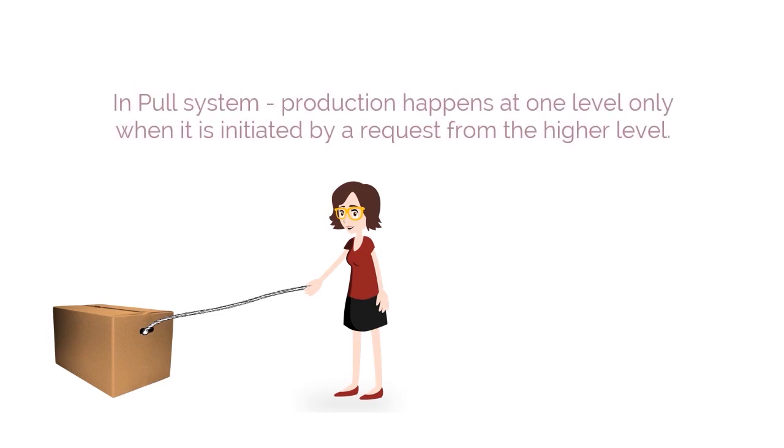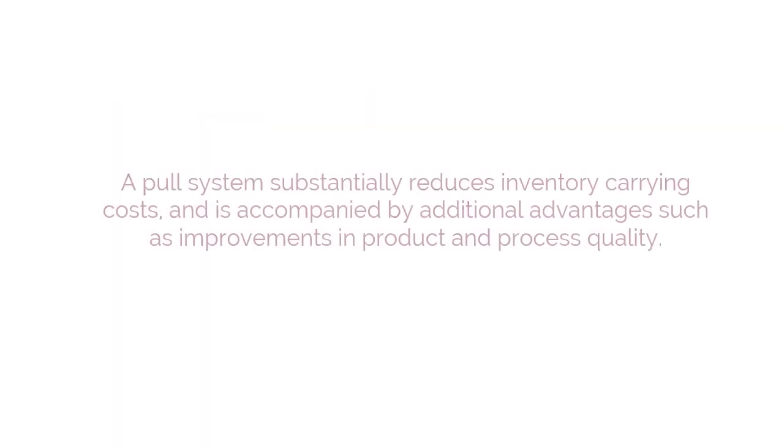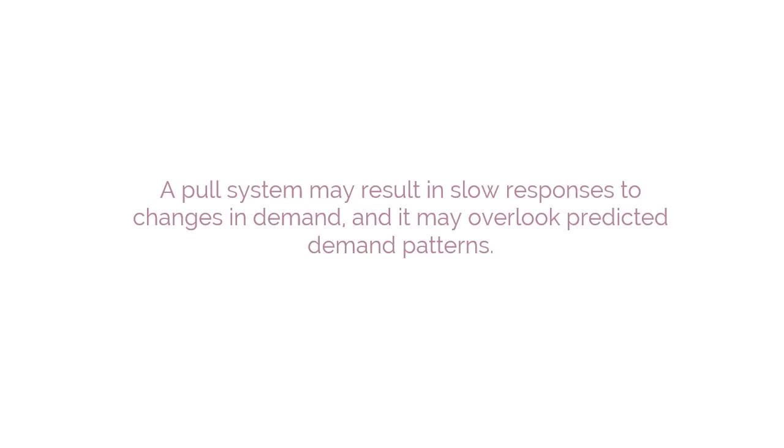In a pull system, production happens at one level only, when it is initiated by a request from the higher level. That is, the components are literally pulled into the system. A pull system substantially reduces inventory carrying costs and is accompanied by additional advantages, such as improvements in product and process quality. However, a pull system may result in slow responses to changes in demand, and it may overlook predicted demand patterns.